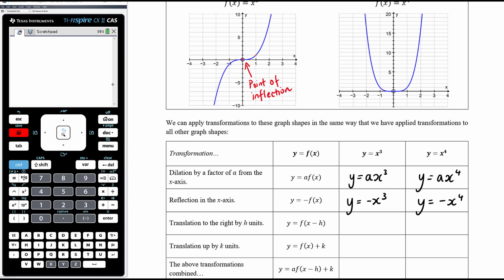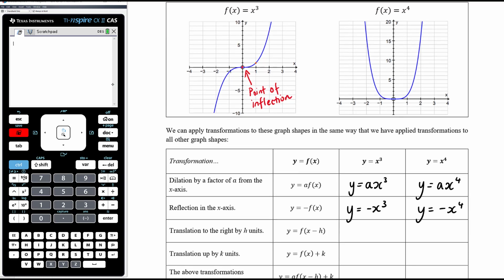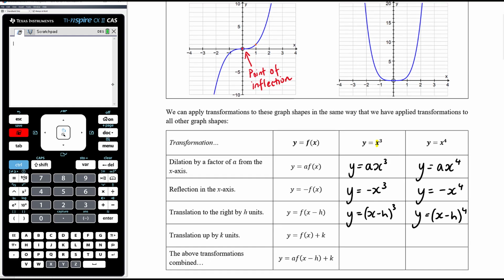Translation to the right by h units is when we have f of x minus h. So remember, inside the function, subtracting h to move to the right. For our cubic function, that would be replacing just the x part of the function with x minus h. So we get x minus h all cubed, and for the quartic, obviously, x minus h all to the power of 4. Translating up by k units, we add k onto the end of the function. So y equals x cubed plus k is going to go up by k units, or y equals x to the 4 plus k is going to be the quartic moved up by k units.